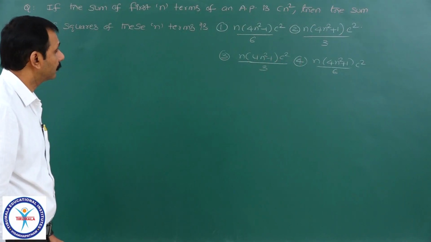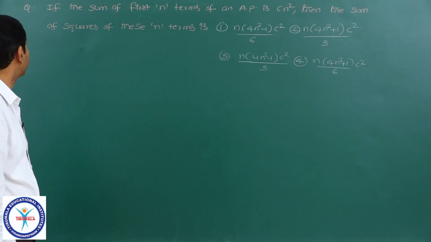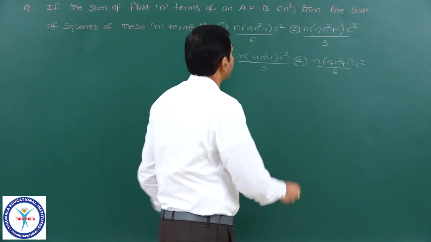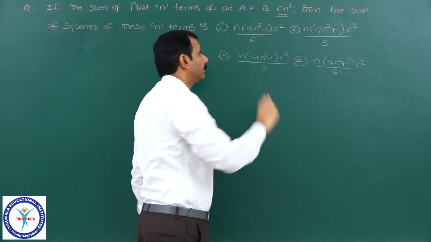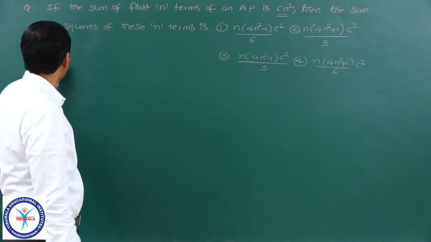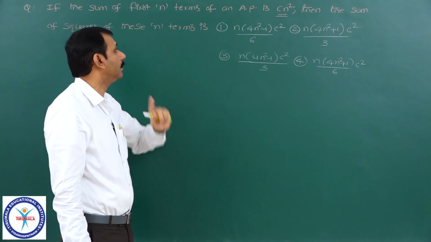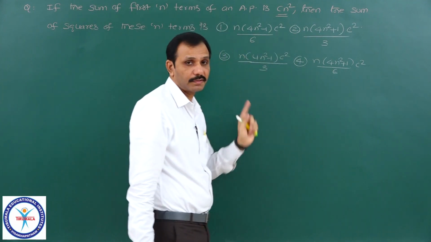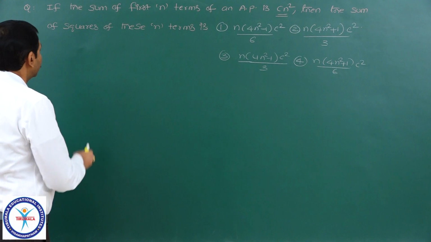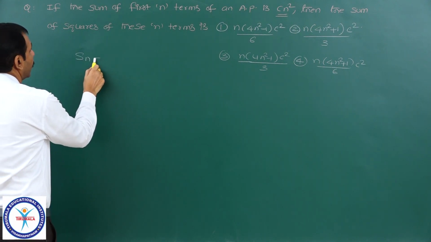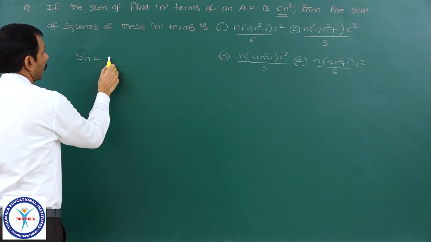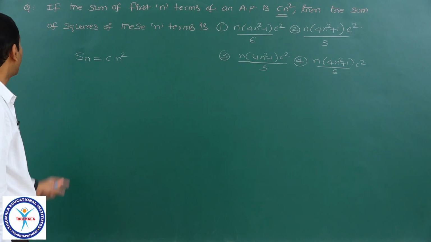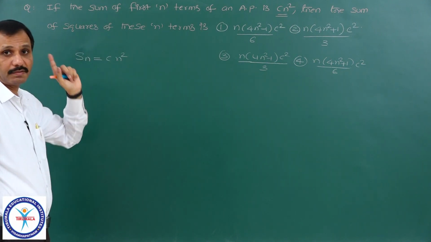Right, next problem, the previous advanced problem, this one. If the sum of first n terms of an AP is Cn square, C is a constant, then the sum of squares of these n terms is, and they have given options: first option, second, third, fourth. Observe this, what is given? Sn, the given sum of first n terms, is equal to C into n square, C is a constant. Then they are asking for the sum of squares of these n terms.